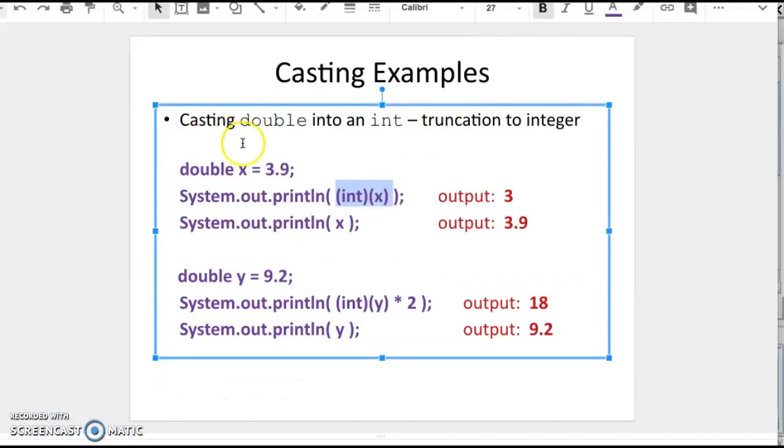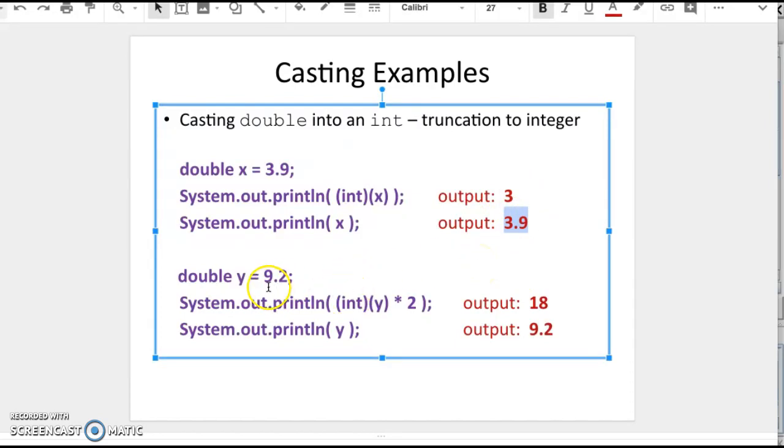Here we're going to see the double variable gets cast as an int temporarily, and that's where you see the integer value 3 printed out, but the variable itself is unchanged on the next line. The 3.9 is still there, it's just that we temporarily wanted this 3 for some reason.